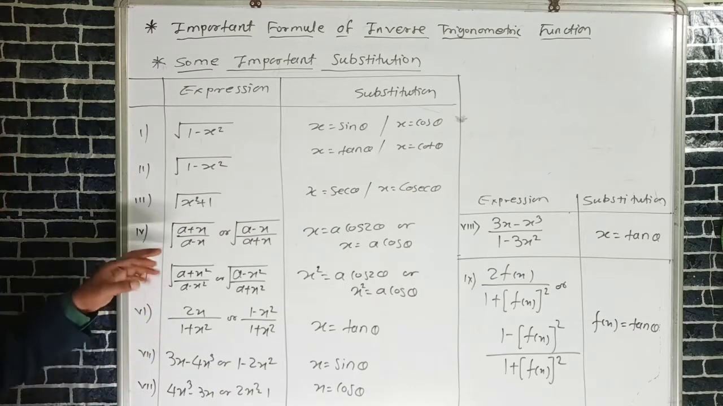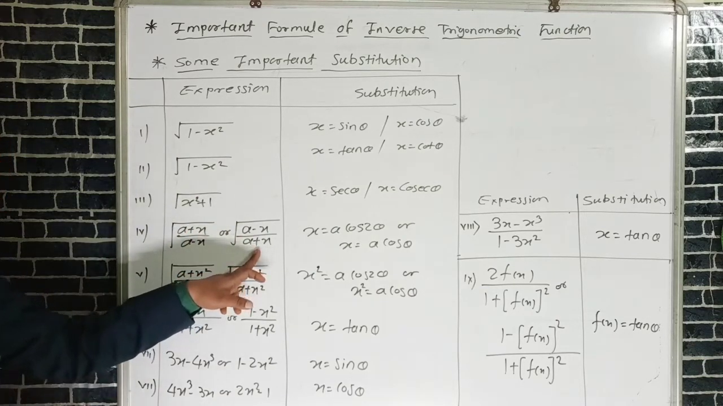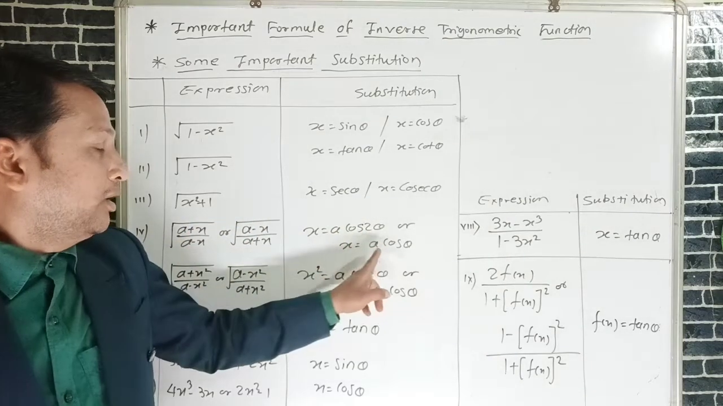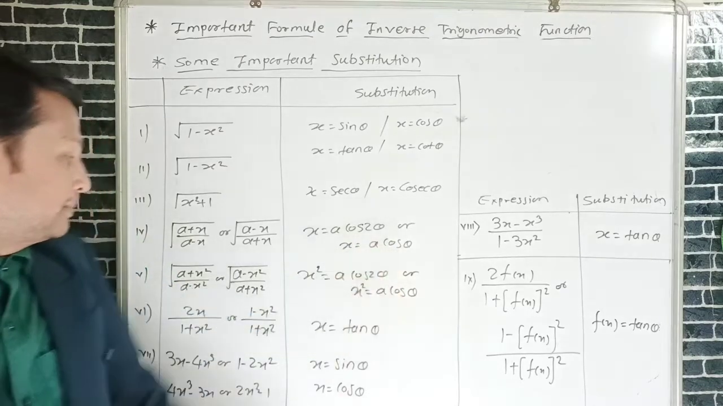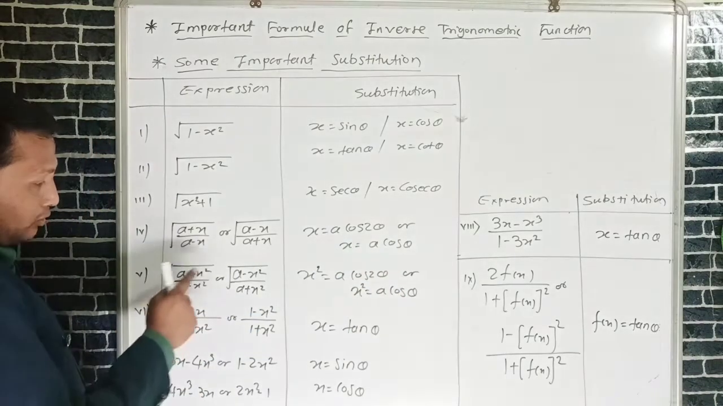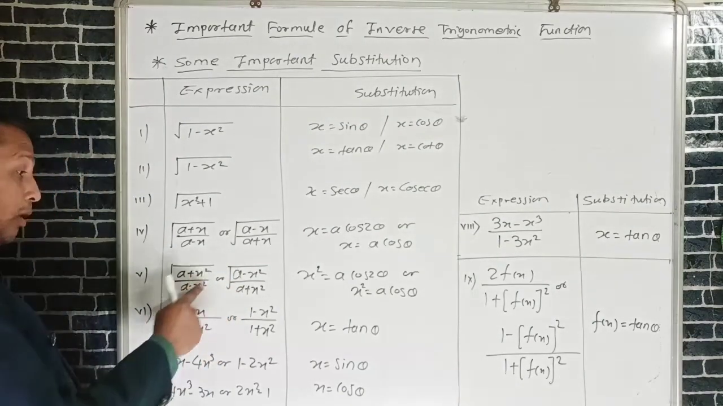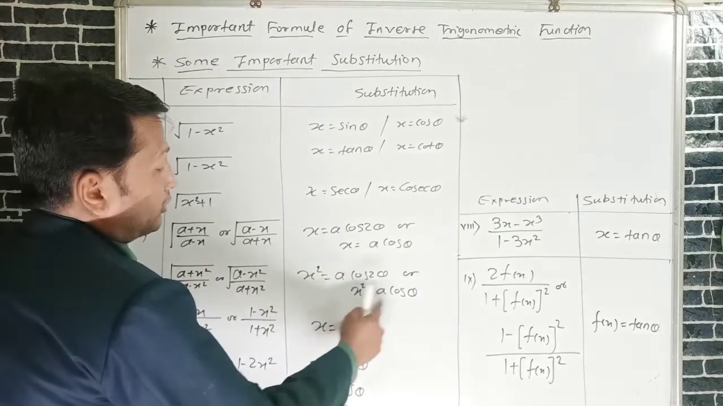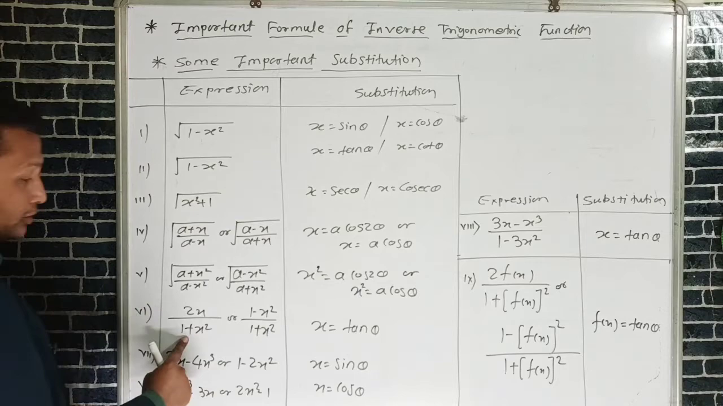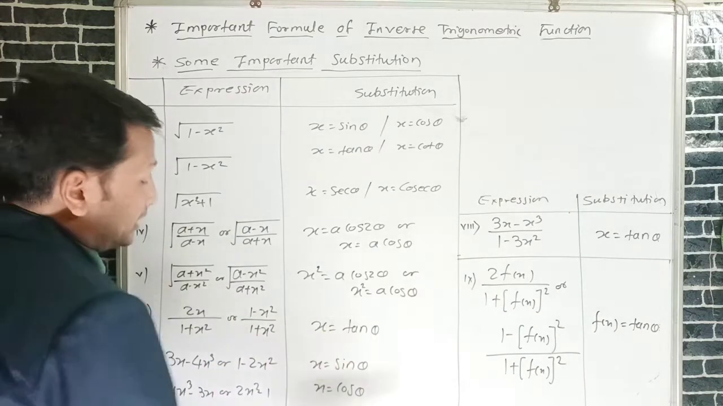If the given expression is under root of a plus x upon a minus x, or a minus x upon a plus x, then you can substitute the value of x as a cos 2 theta or a cos theta. Again, if the expression is under root of a minus x square upon a plus x square, then you can substitute the value of x square as a cos 2 theta. Again, 2x upon 1 plus x square or 1 minus x square upon 1 plus x square, then you can substitute the value of x as tan theta.